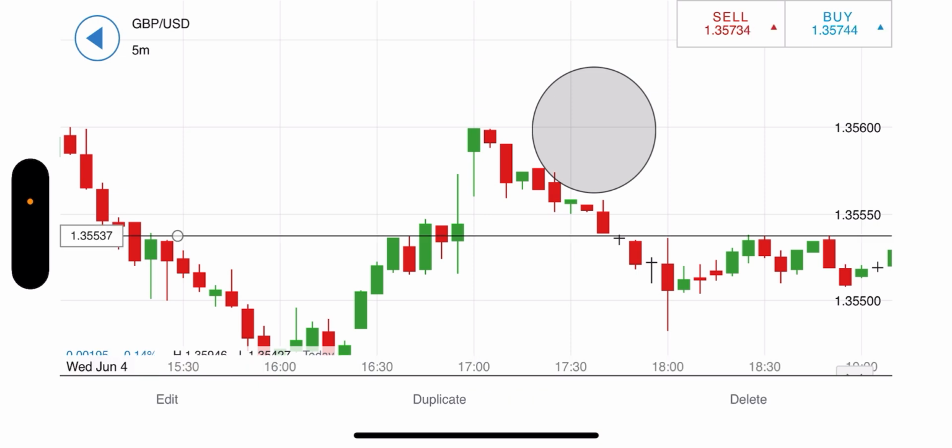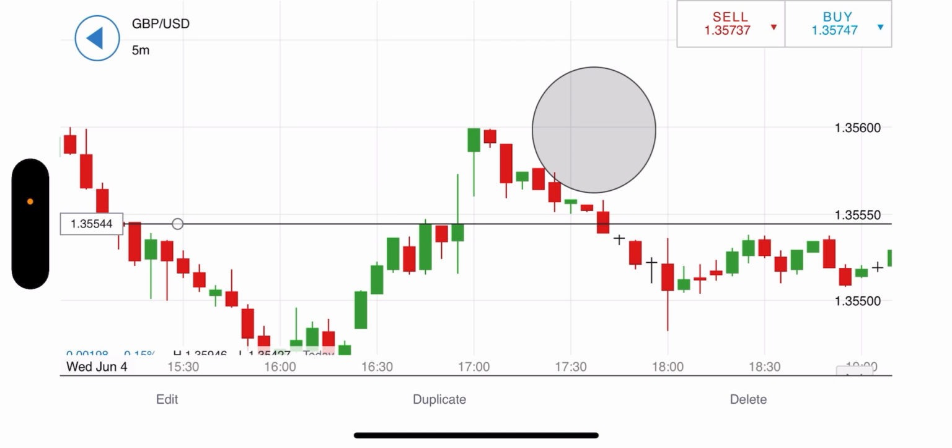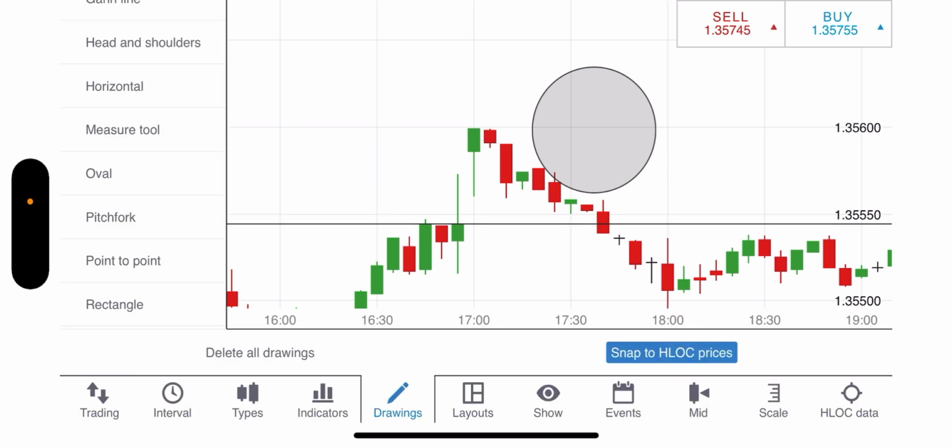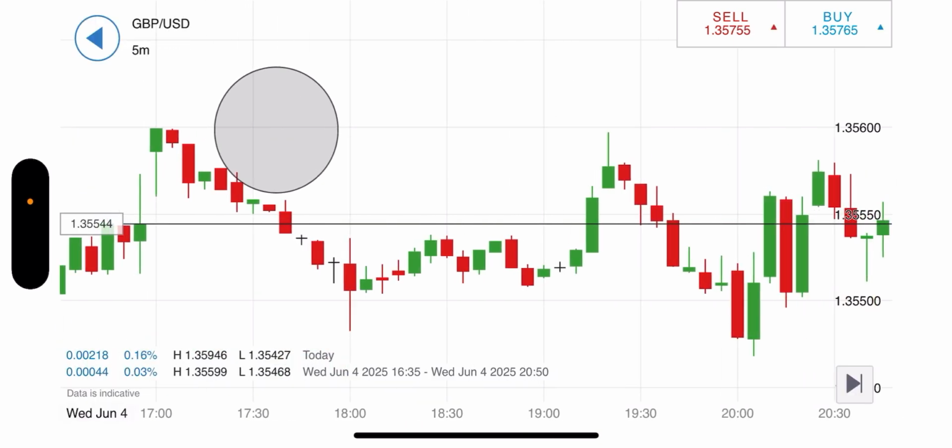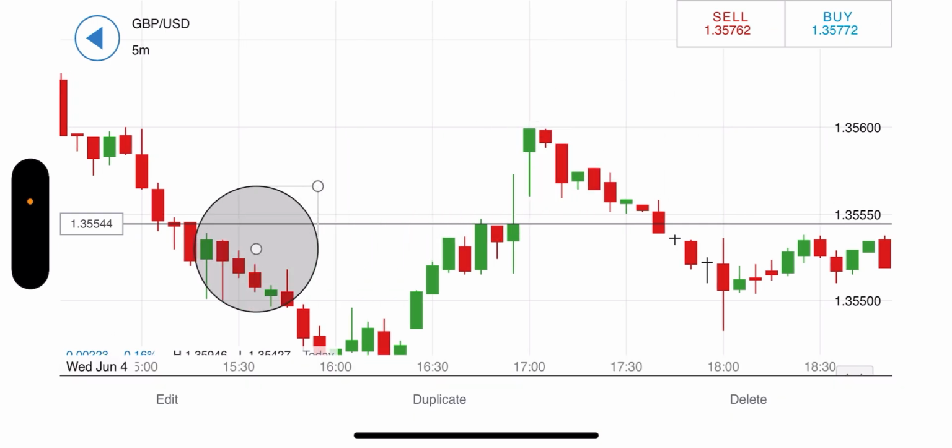So we've asked for a horizontal line, and we're going to put it right there, okay? So the horizontal line comes in at 135.544. So that is the New York close. So what we normally look for is a movement away from this in either direction of at least 30 to 40 pips.